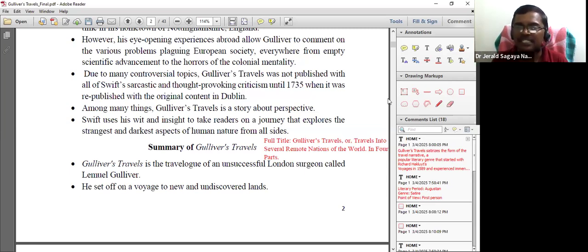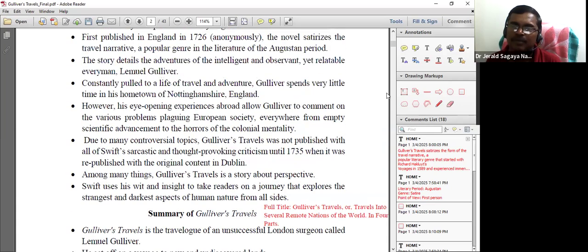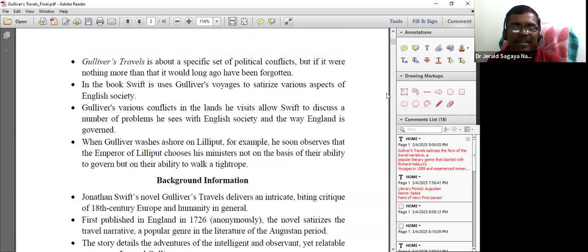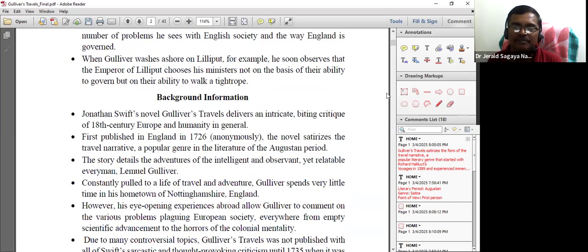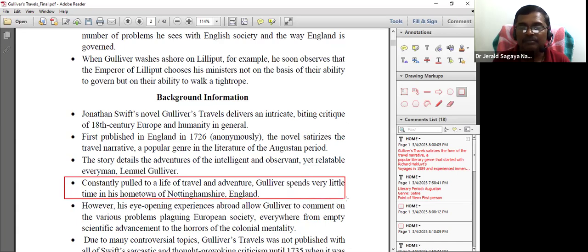How many journeys were made by Lemuel Gulliver? There were 4 journeys which were made. Are you there, teachers? 4 journeys which were made. And now you find that who is Lemuel Gulliver? Lemuel Gulliver is an English surgeon, but an unsuccessful English surgeon.